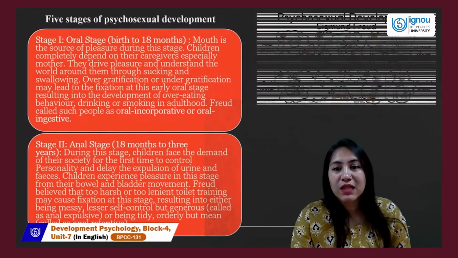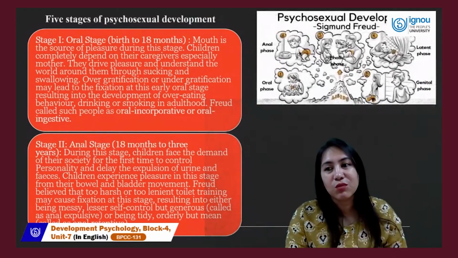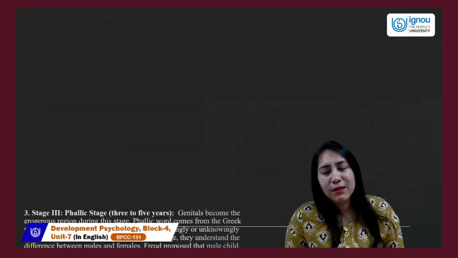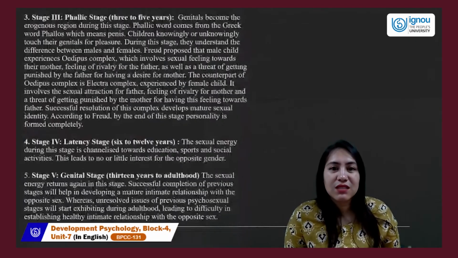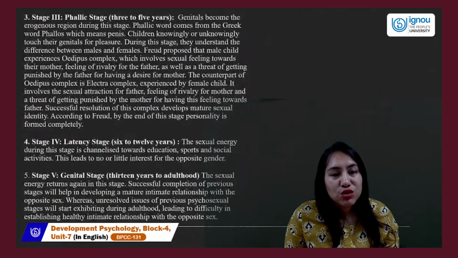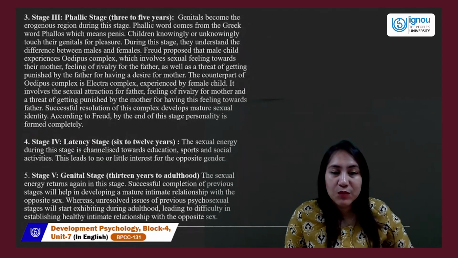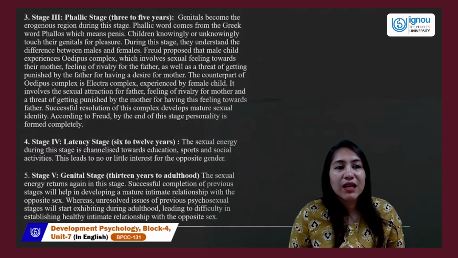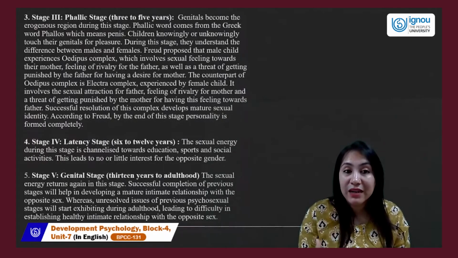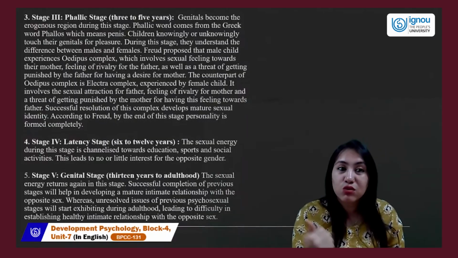So this is what it looks like: oral stage, anal stage, and third, the phallic stage, and then latency and genital. I feel some cultures will not agree with the phallic stage. This is a stage where the genitals become the center of attention. This is the erogenous zone, because phallic comes from the Greek word phallos, which means penis. During this stage, the child unknowingly touches their genitals, seeks pleasure, and starts to understand the difference between how male and female genitals look.